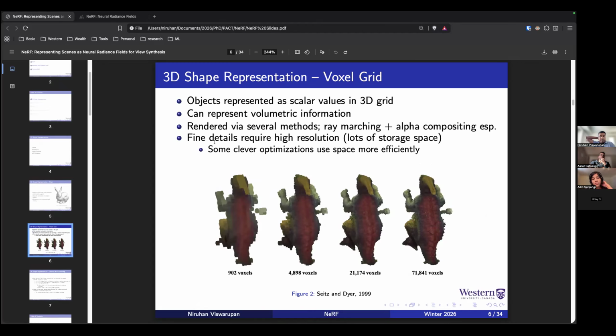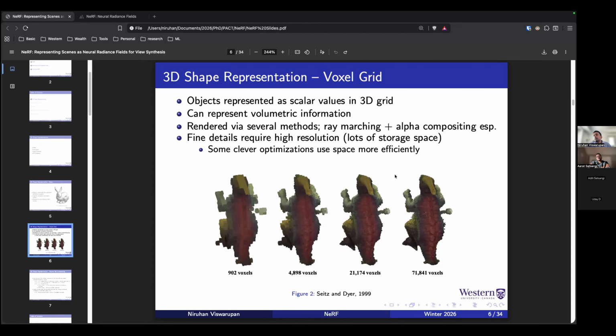And then one challenge is that finer details require higher resolution. So we saw that we take voxels, like small grids. I think this is a lizard at the bottom. From left to right, the resolution increases, so we make the size of the 3D cubes, the voxels, smaller and smaller as we go to the right. On the left, it uses 902 voxels, but the image is a bit blurry, you don't get the finer details. But if you go to the rightmost one, there are 71,000 plus voxels. You see the finer details.